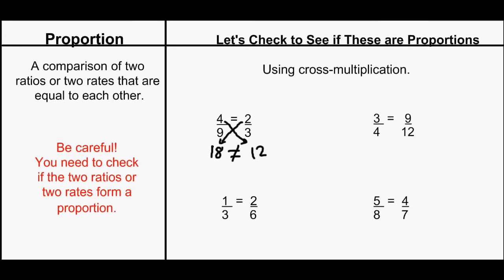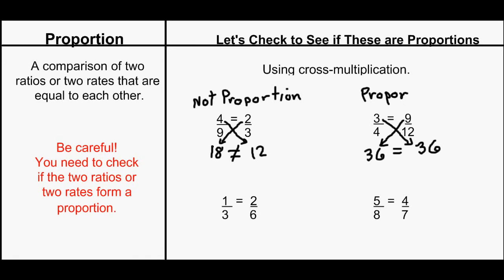18 does not equal 12. So this one is not a proportion. Let's try another one. 3 times 12 is 36. 9 times 4 is 36. 36 equals 36. If the cross product is equal, then the two fractions are equal, and therefore they are a proportion. Okay, let's try another one.